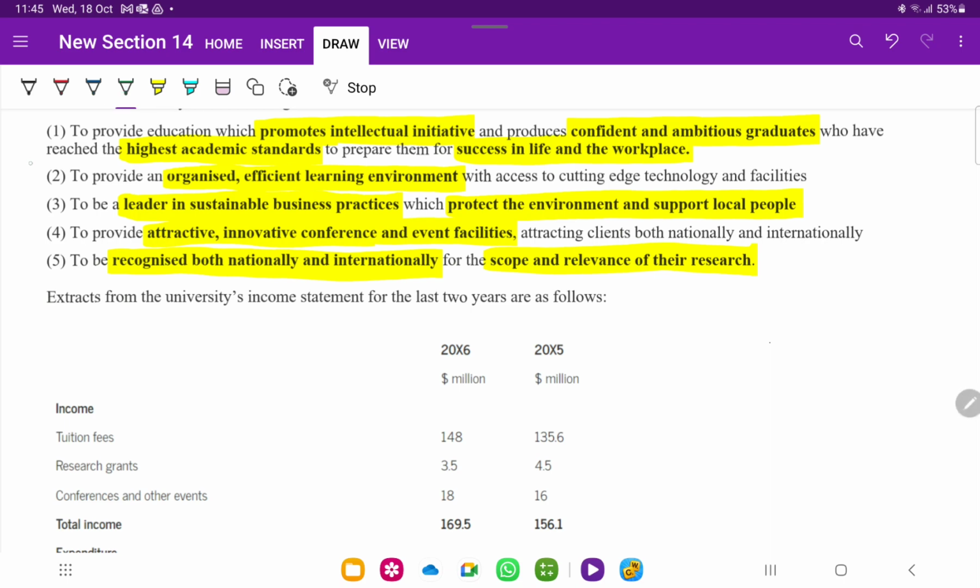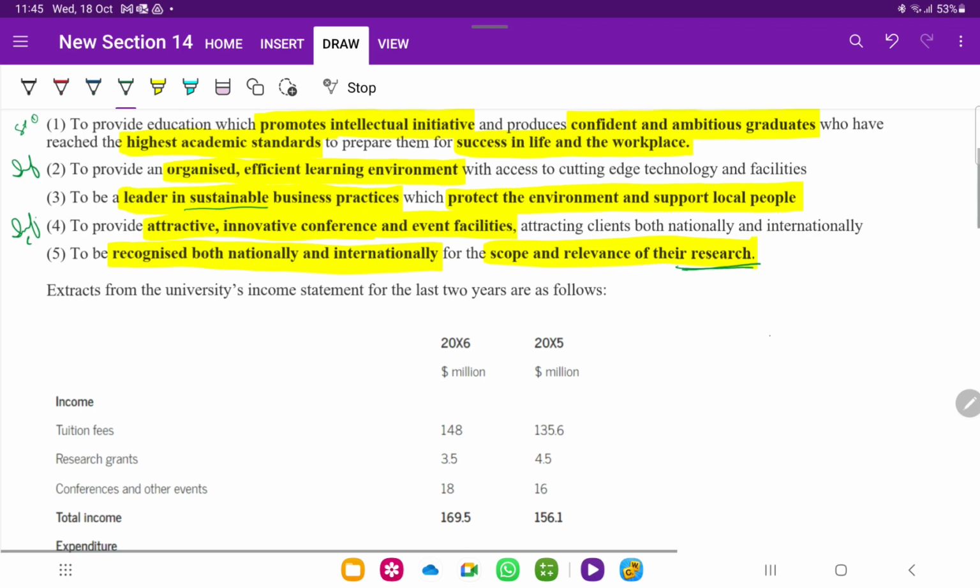The first objective is related to the student quality. The second one is related to infrastructure. The third one is related to sustainable practices. The fourth one is related again to some sort of infrastructure or conferences. And the last one is related to the research part, right? So these are five objectives.